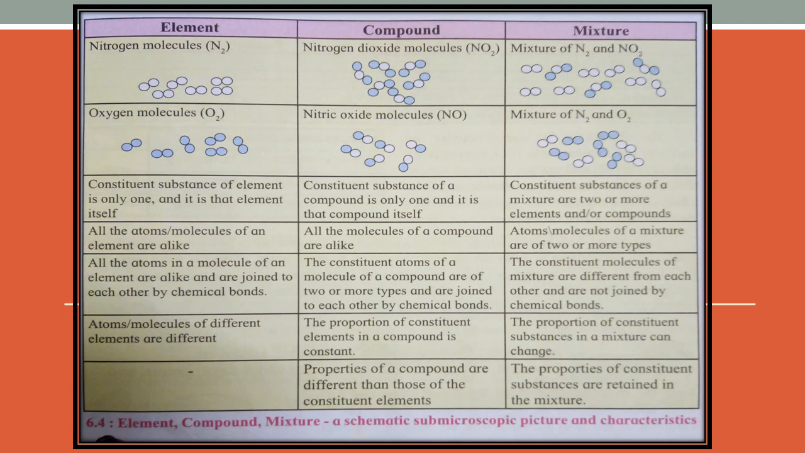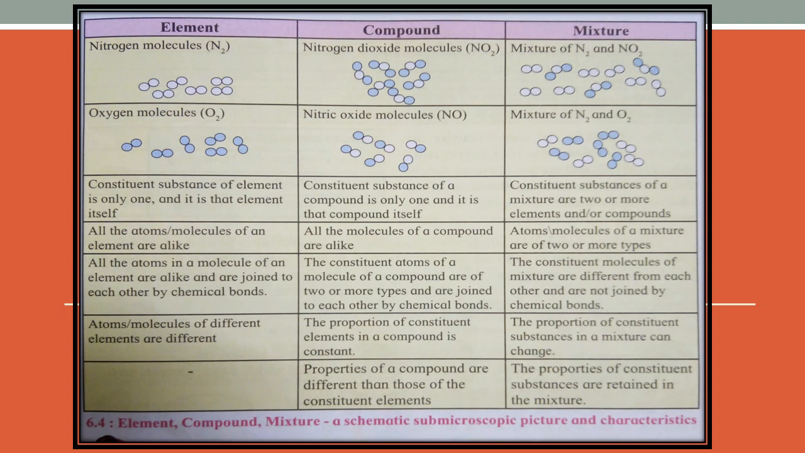Okay, so for the element it is a nitrogen molecule. The constituent substance of an element is only one, and it is that element itself. That means only one type of element is present. All the atoms or molecules of an element are alike. As you can see in the nitrogen molecule, the two atoms of nitrogen joined together are all alike, all in white color. And for the oxygen molecule, all the atoms are oxygen, which are blue in color. So all the atoms in a molecule of an element are alike and are joined to each other by a chemical bond.